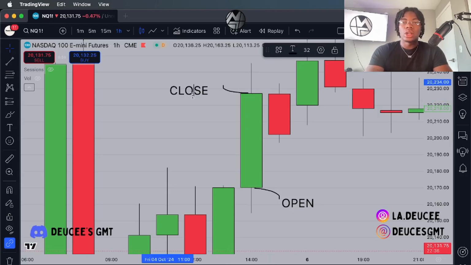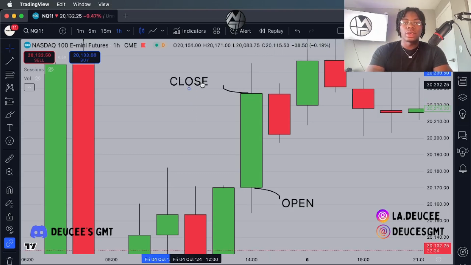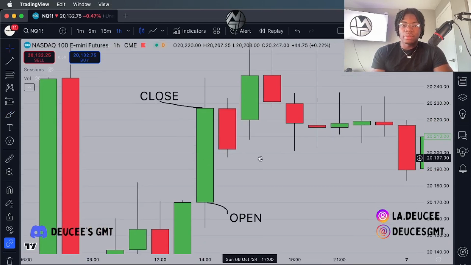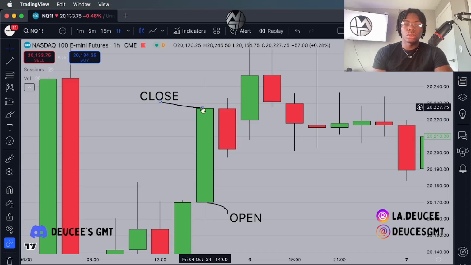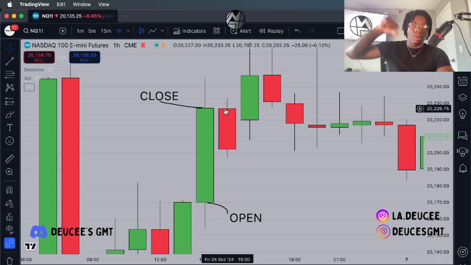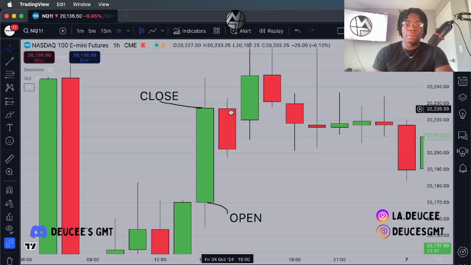This is where the price closed. This is where the price closed at, right up here. If we look at this little bearish candle right here next to it, this is where this closed. And this is red, so that means it's going down. So if this is where this closed, that means that this top part is where this one opened at.